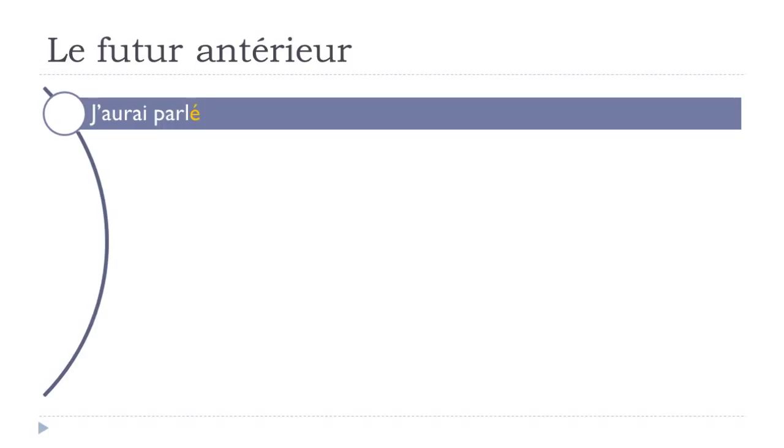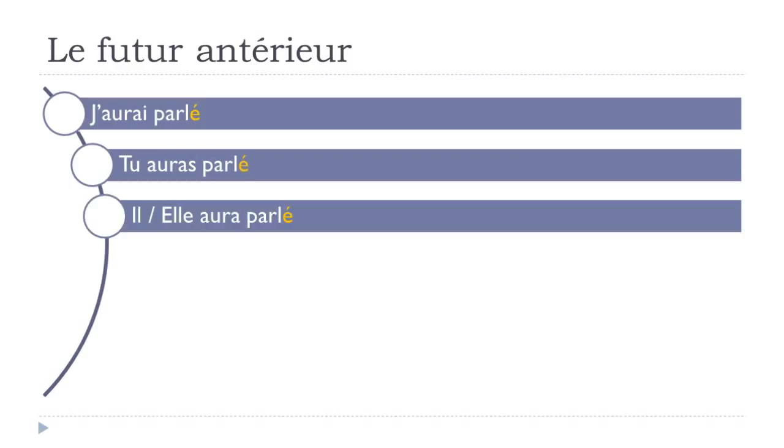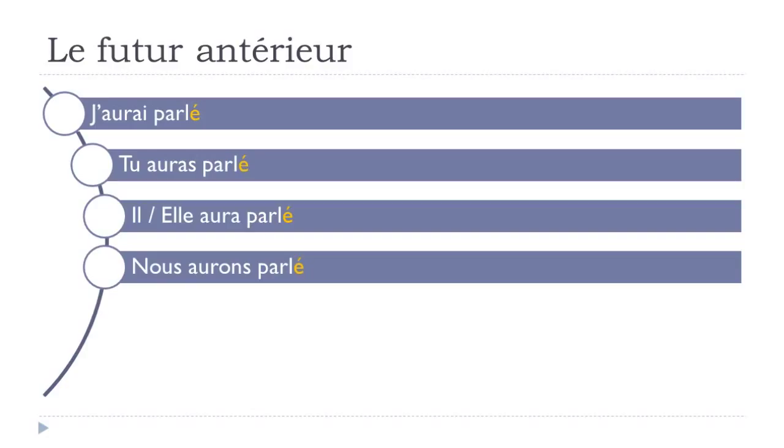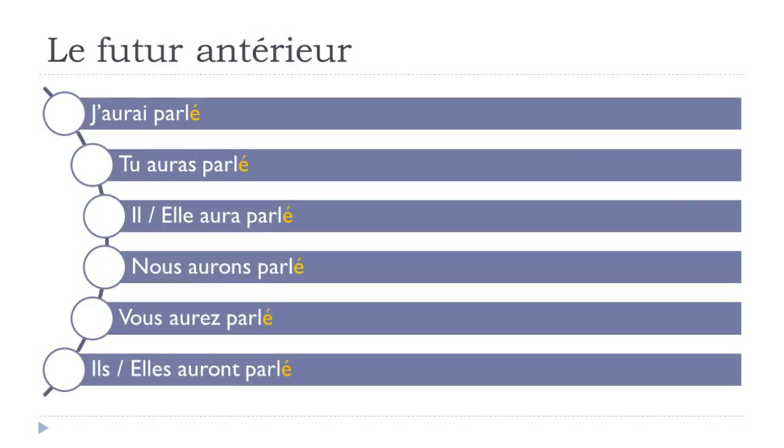An example now with parler. J'aurai parlé. Tu auras parlé. Il aura parlé. Elle aura parlé. Nous aurons parlé. Vous aurez parlé. Ils auront parlé. Elles auront parlé. All right. So as we saw, first you've got this avoir at the future form. Then you've got your participe passé here. Aura, then participe passé, etc.